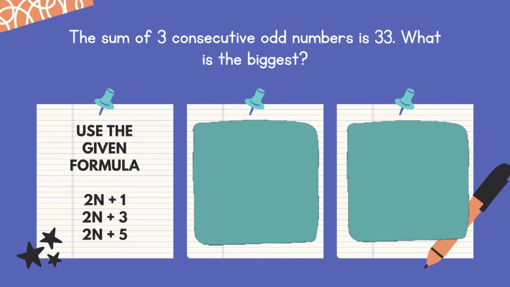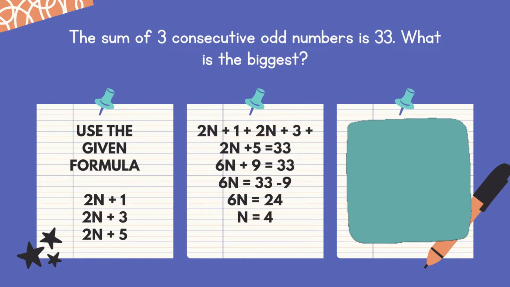The second step in answering this problem is combining the similar terms, which are the 3 2n's: 2n plus 2n plus 2n, and that equates to 6n.